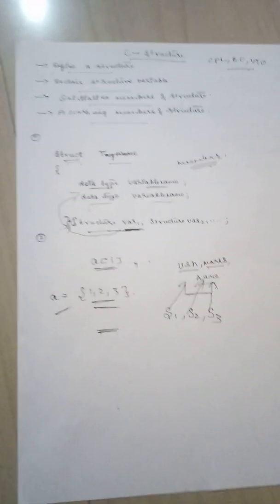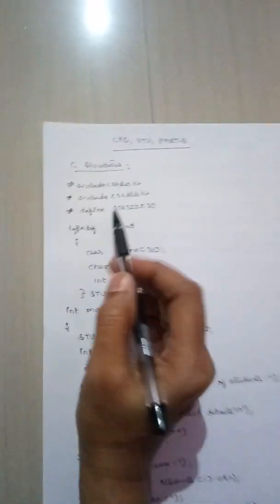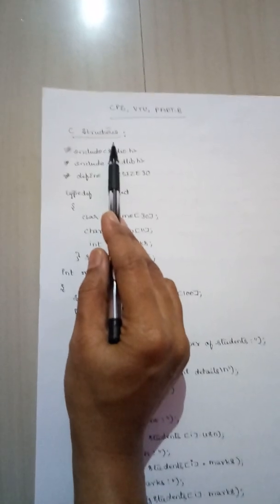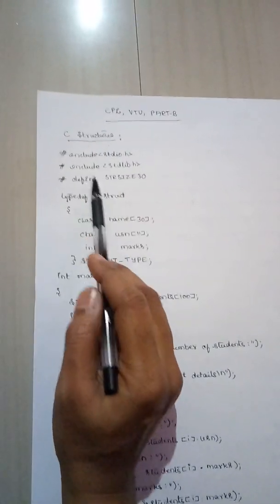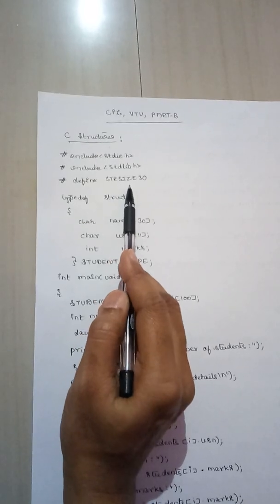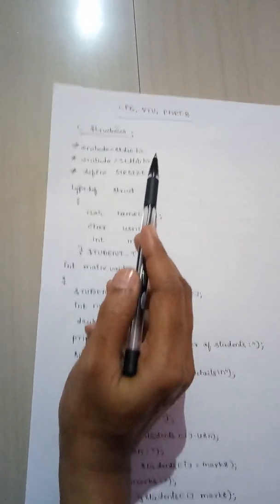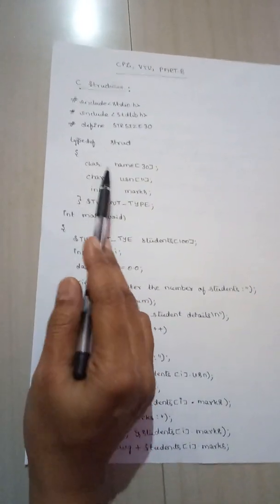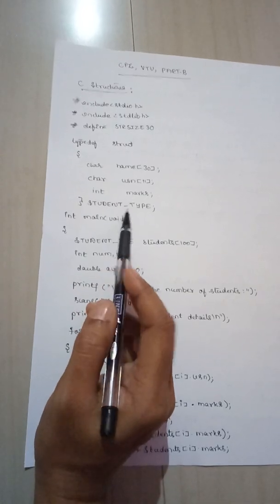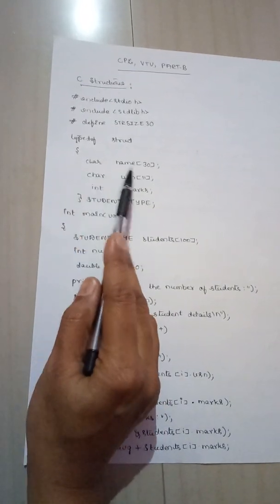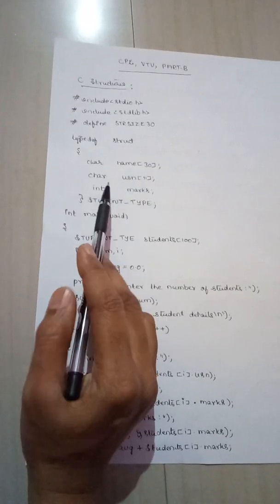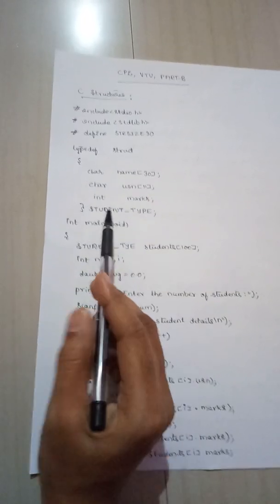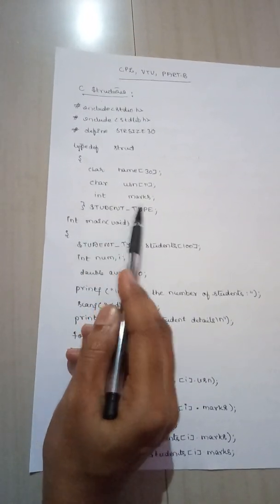This is the program for student data using C structures. First, header files, define string size. String size may be 30. Then typedef struct. This is the structure, and these are the members of the structure. Character name, 30 characters we can use. Character USN, 11 characters we can use. This is the array. Then int marks, this is the data type.